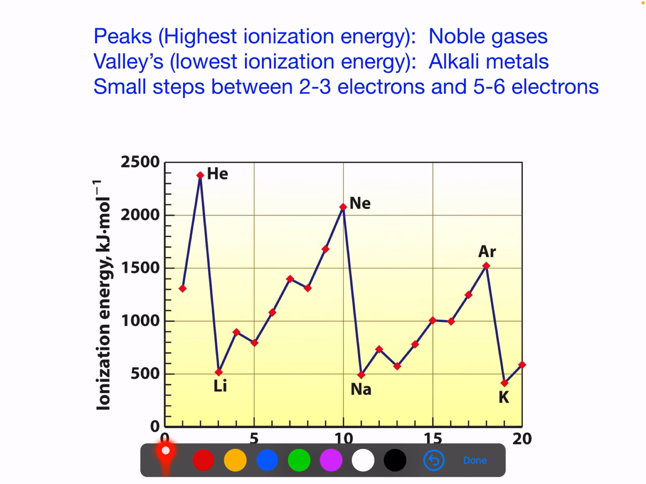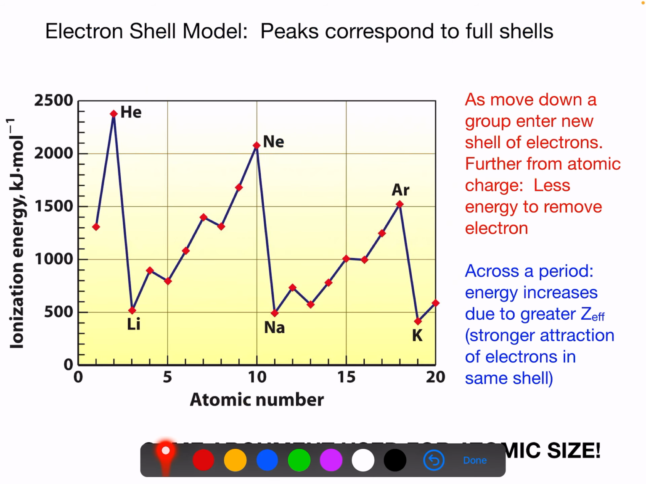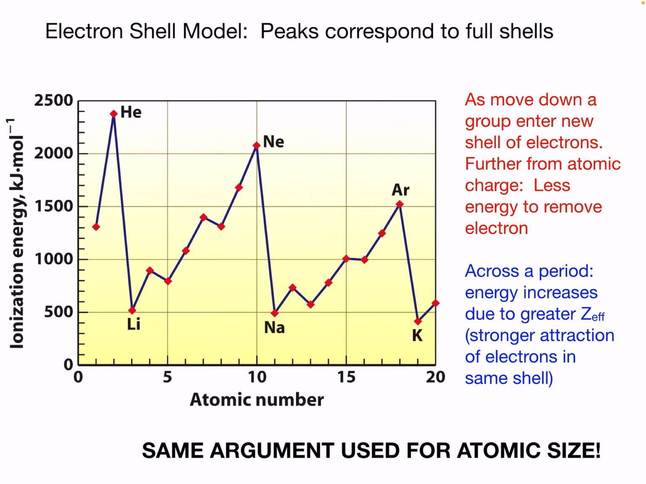Increased Z effective. Just like we saw with our atomic size, the increased Z effective, +1, +2, +3, +4, +5, +6, +7, +8, makes it much harder to remove the electron as you go from left to right. So it's a higher ionization energy. So down a group, we're adding a shell. The electron's further from the nucleus, easier to remove. Left to right, Z effective goes up, making the electron harder to remove. This is the same argument as we used for atomic size. We are seeing it again, but now in terms of ionization energy.